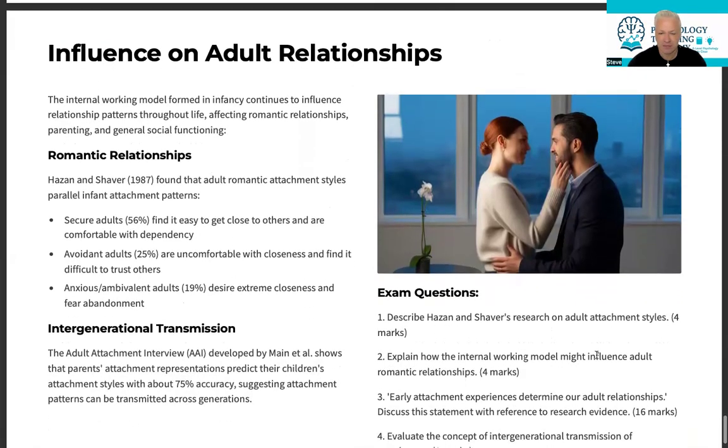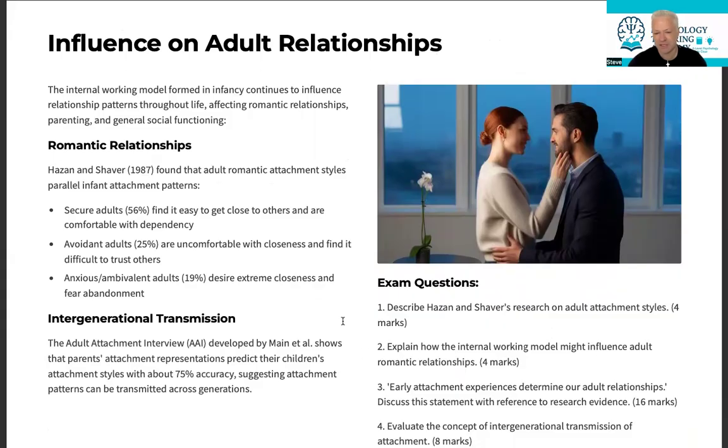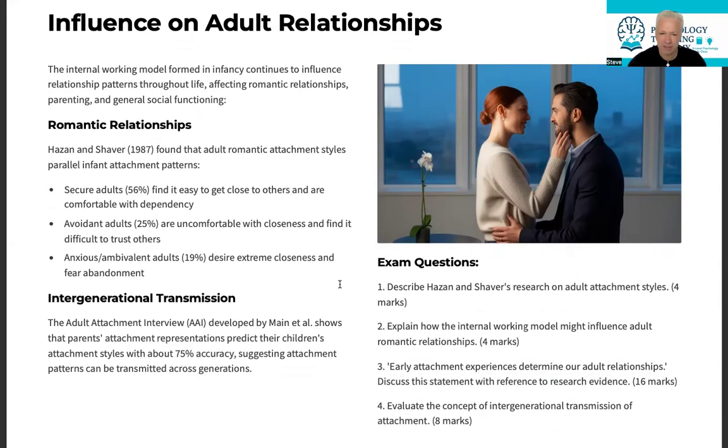And finally, influence on adult relationships. Obviously, the attachment style that you have as a child can affect you later on. Hazan and Shaver carried out the love quiz, and they found that secure adults, 56%, find it easier to get close to others and are comfortable with dependency. 25% type A, avoidant, are uncomfortable with closeness and find it difficult to trust others, whereas insecure resistant desire extreme closeness and fear abandonment. So this suggests that the attachment style that you have can also affect you later on.